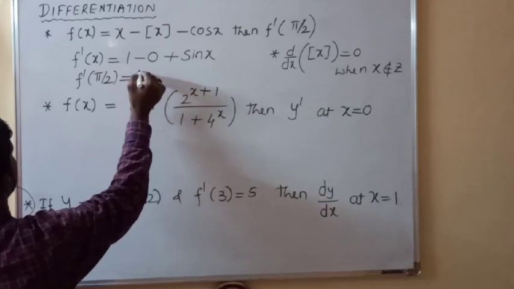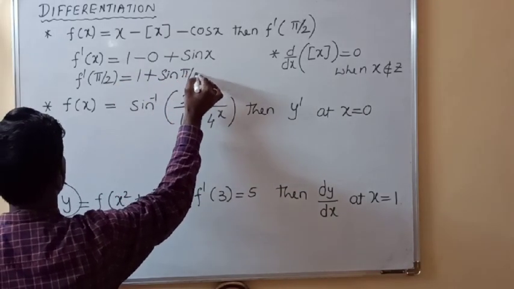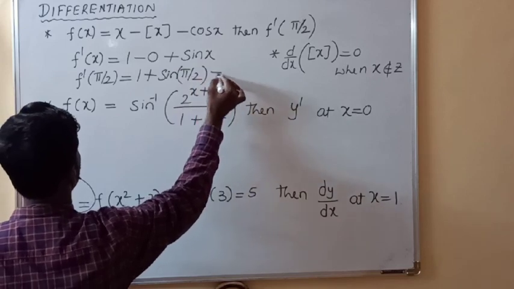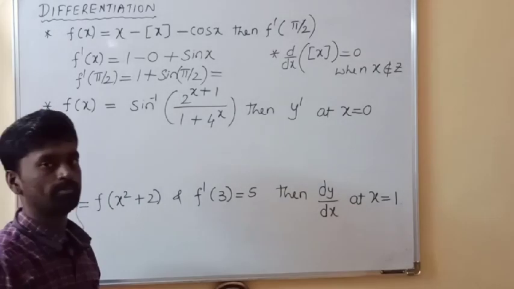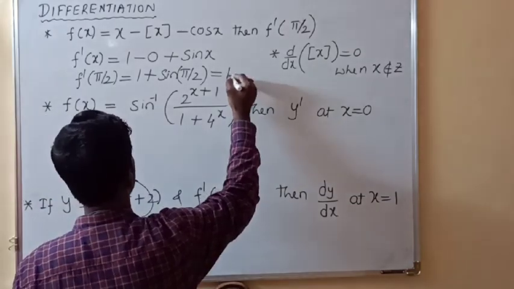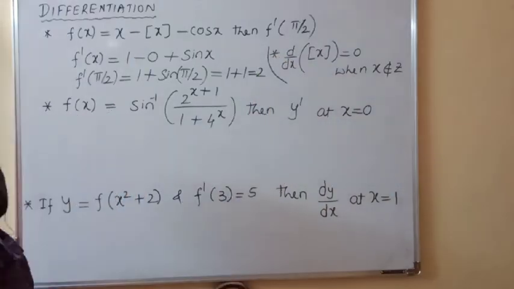So if you put x equal to pi by 2, what will you get here? F dash of pi by 2 is equal to 1 plus sine pi by 2. So pi by 2 means how many degrees? 90 degrees. What is the sine 90 value? 1. So 1 plus sine 90, 1 plus 1, is equal to 2. So thus the answer is 2.